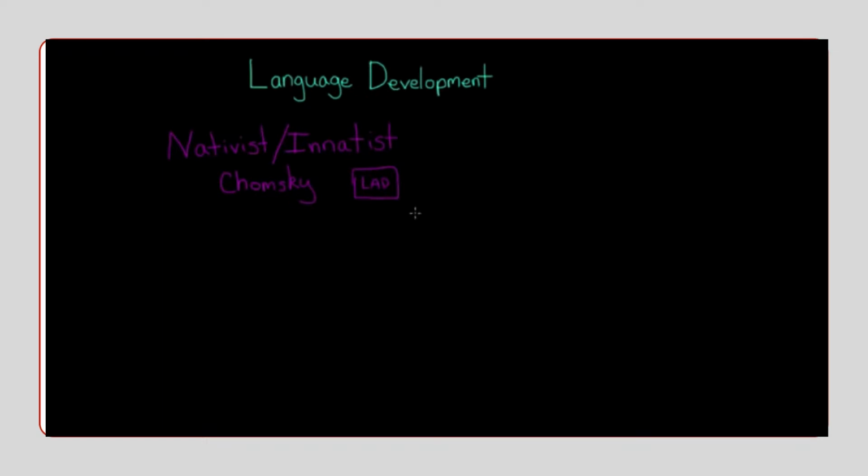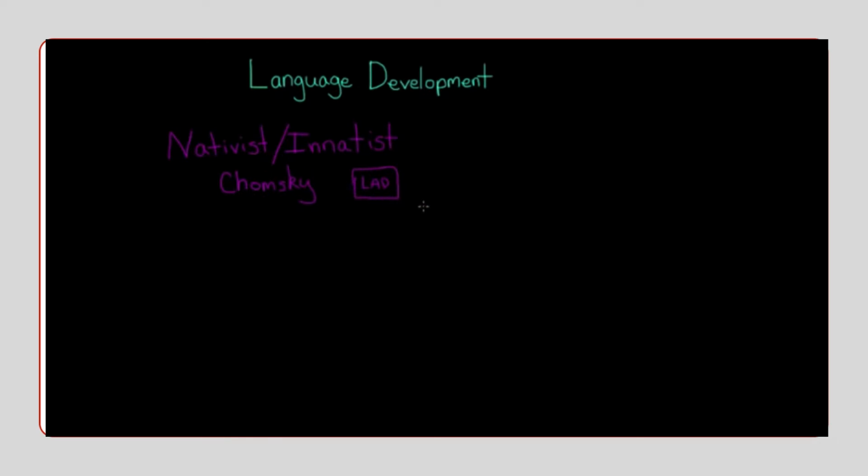And this works because he thought that all languages shared a universal grammar, or the same basic elements. So all languages would have nouns, verbs, things like that. So the language acquisition device enables the child to pick up on and understand those types of words and their organization within a sentence for any language.